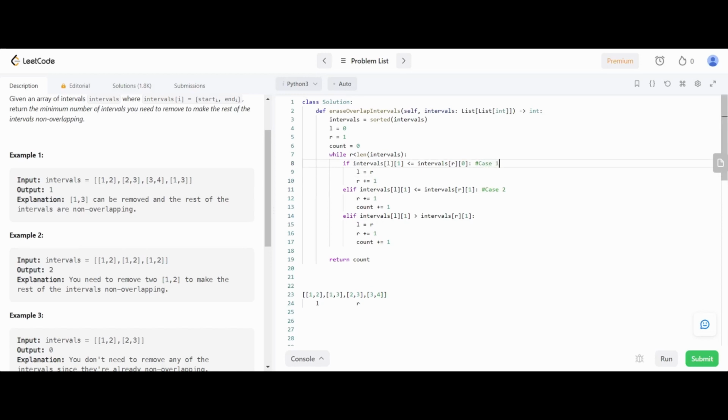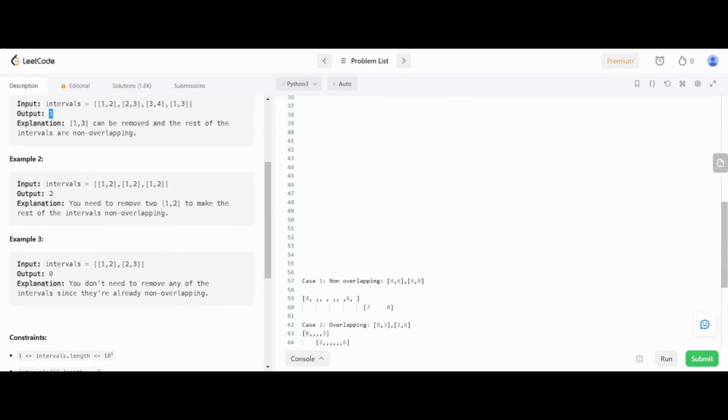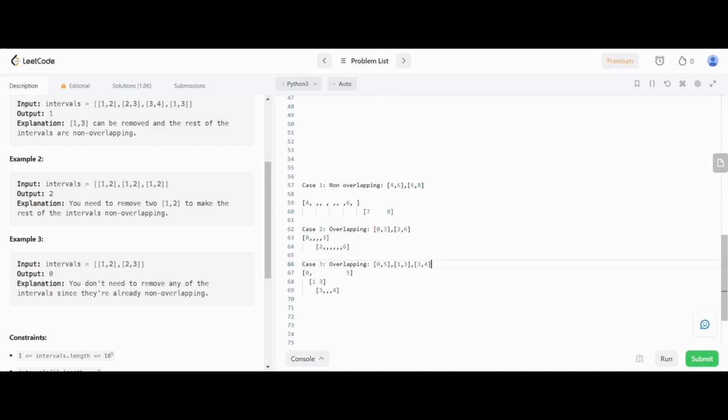Since they're non-overlapping intervals, we don't need to do anything, and we don't increment the counter. Sorry, we just increment L and R. L is going to be equal to R, and R is equal to R plus 1. Now when we have 3 and 3 over here, again this is a non-overlapping interval, so this will also lie in case 1, and we'll have a count of 1 as our output, and we'll just return it as our answer.